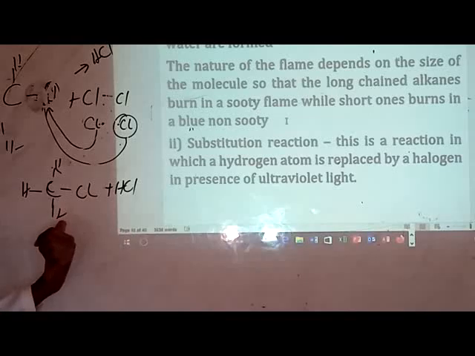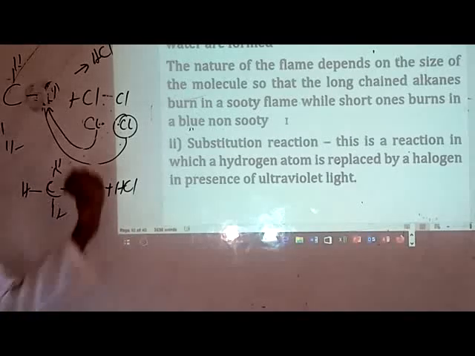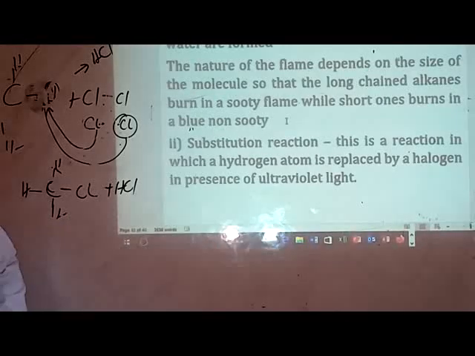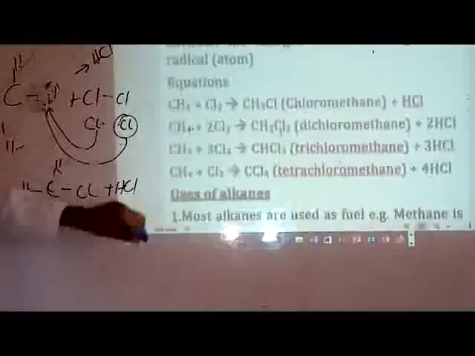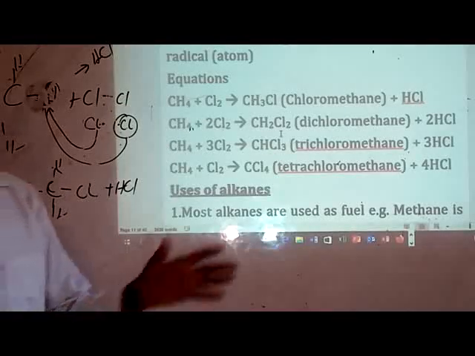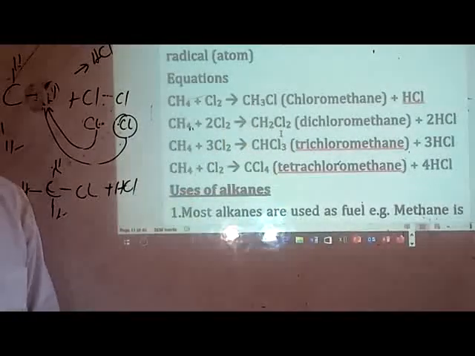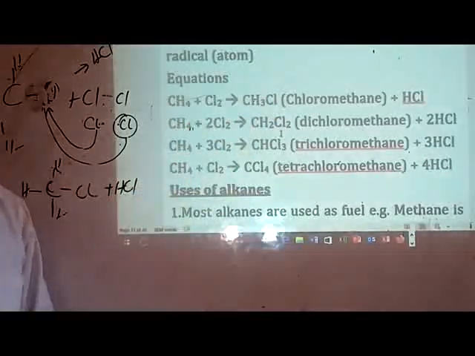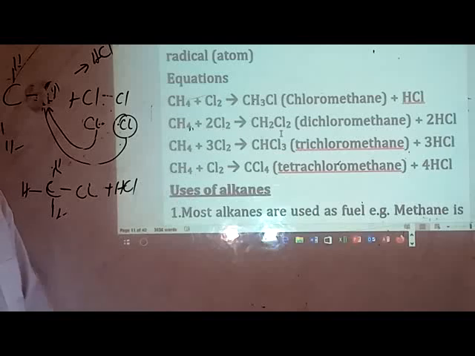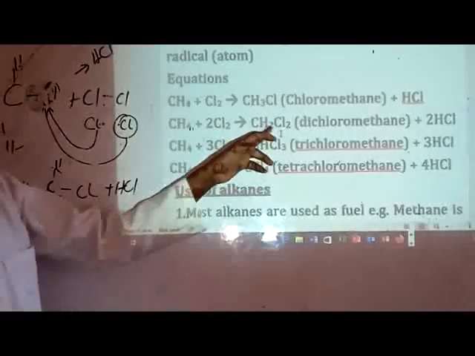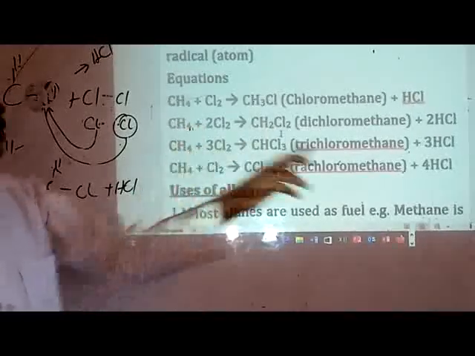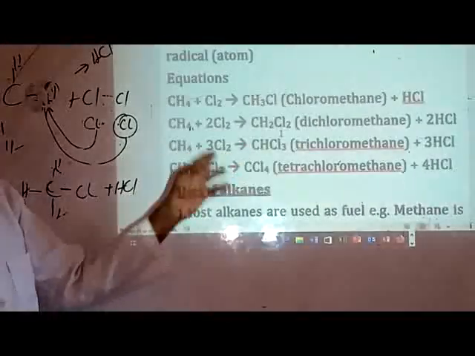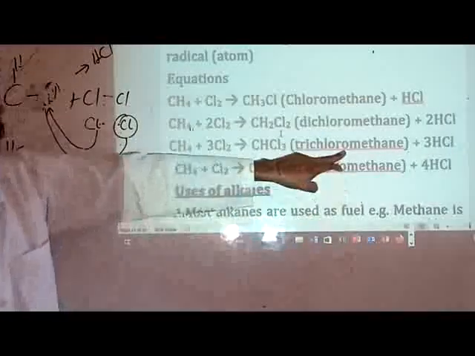So these are chloromethane. We call this chloromethane. You can still replace another hydrogen, as we have just said. So depending on the exact number of chlorine, the ratio, if you have 1 to 1, you'll only replace one hydrogen. If you have 1 to 2, you will be able to replace 2 of the hydrogen, and you get 2 hydrogen chloride, and you'll get dichloromethane, and you can get what we call chloroform.